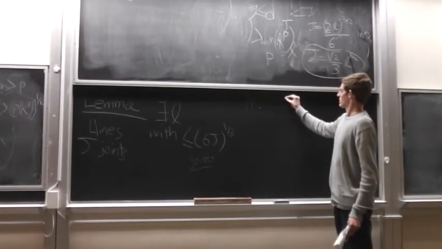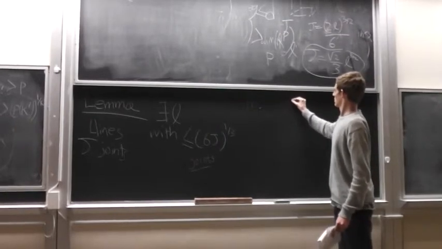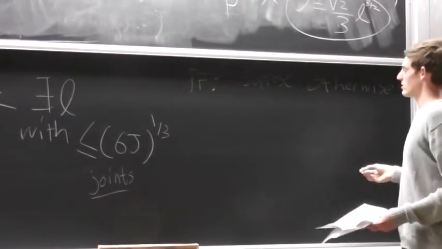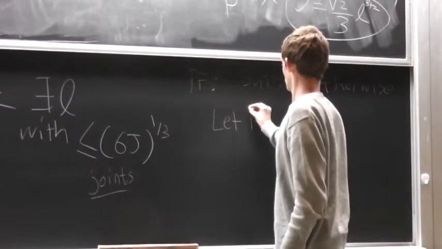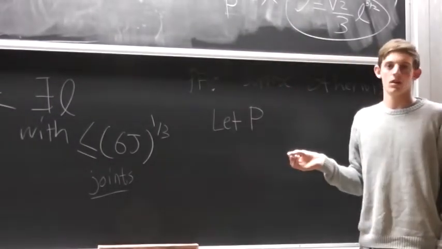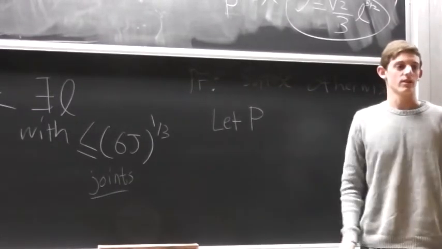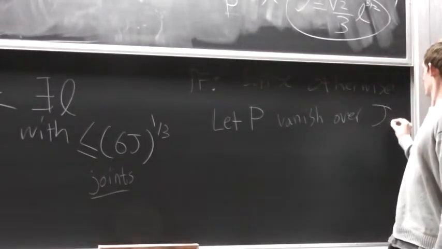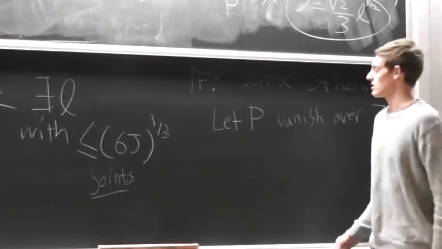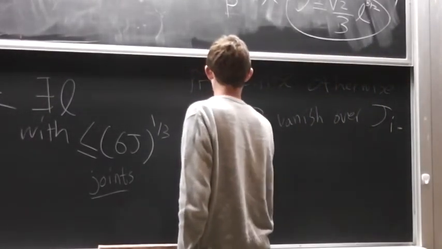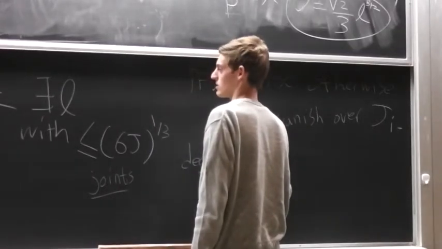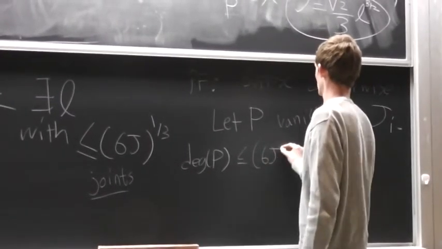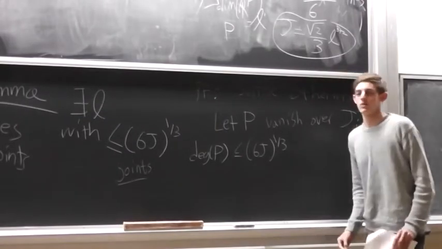We suppose otherwise. So, suppose otherwise. And now we consider some polynomial. So this would, I guess, be a 3-variate polynomial that vanishes on every joint. So let P vanish over the joints. So the degree of P, by our theorem, is going to be at most, or we can find such P such that the degree is at most that.